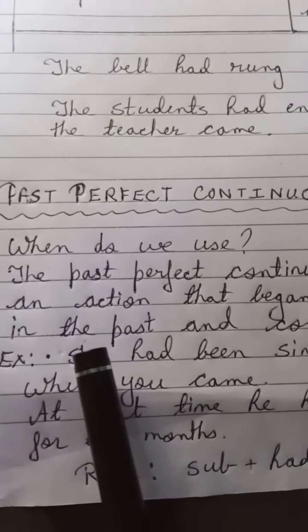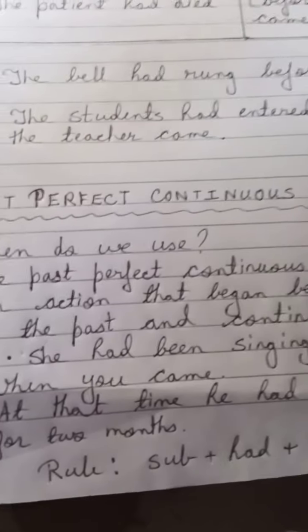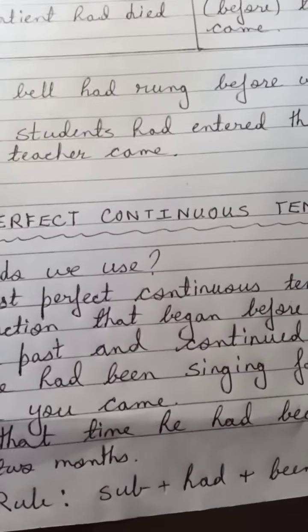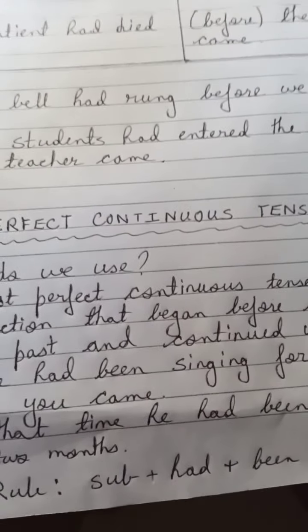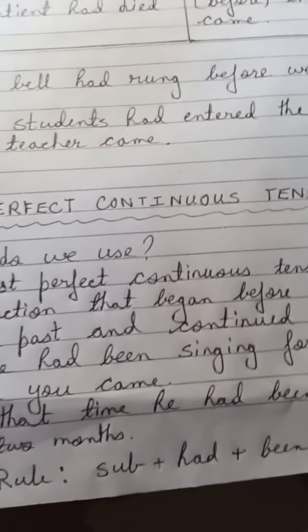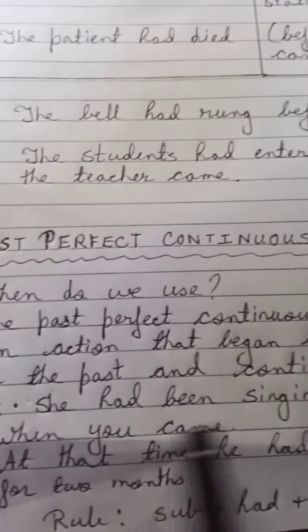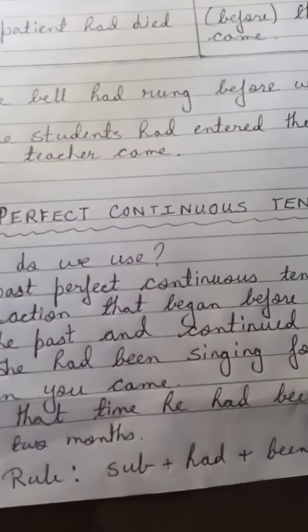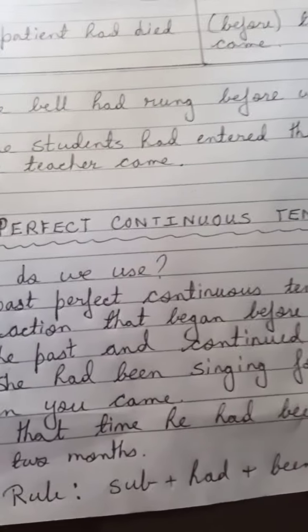Okay, example, look: she had been singing for 2 hours. That means in the past she had been singing for 2 hours, continuously singing for 2 hours. Look, another sentence I have given: she had been singing for 2 hours when you came. Means in the past you came, and before that, for 2 hours, she had been singing.